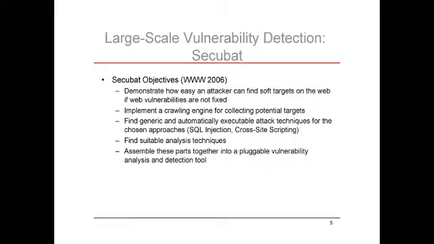So one thing we did in the past with respect to large-scale vulnerability detection was a tool called SecuBat back in 2006. At that time, we were wondering how easy it would be to actually scan the internet and find, say, cross-site scripting bugs or SQL injection bugs randomly that can be exploited in practice. We wanted to demonstrate how easily an attacker can find soft targets on the web if these vulnerabilities are not fixed. So we implemented a crawling engine for collecting potential targets, and we developed generic and automatically executable attack techniques to exploit bugs such as SQL injection and cross-site scripting.